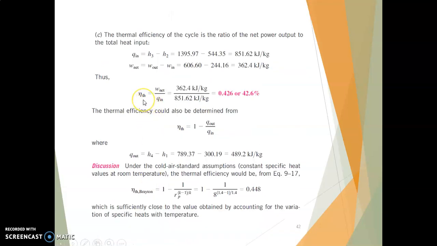The last part is the efficiency, so we need to calculate the net work and the heat in. The heat in is related to the difference of the enthalpy that we have already found from the tables. Then the net work is related to the work out and work in between the compressor and turbine. So we'll be able to calculate the net work. Based on this, we'll be able to calculate the efficiency.